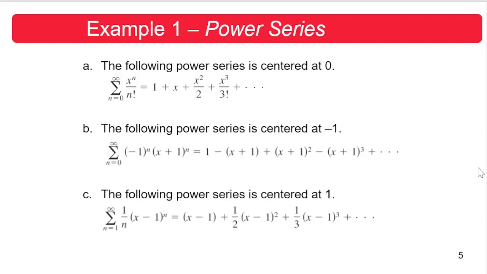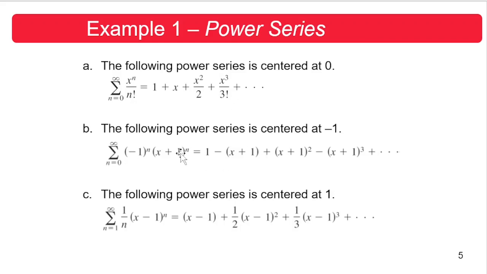As an example, letter A, the given series here is centered at 0. We have the summation of x to the n over n factorial, where n is from 0 to infinity. If n is 0, then you have x to the 0 over 0 factorial, which is 1. If n is 1, then you have x over 1 factorial or x. If n is 2, then we have x squared over 2 factorial. If n is 3, then you have x cubed over 3 factorial, and so on.